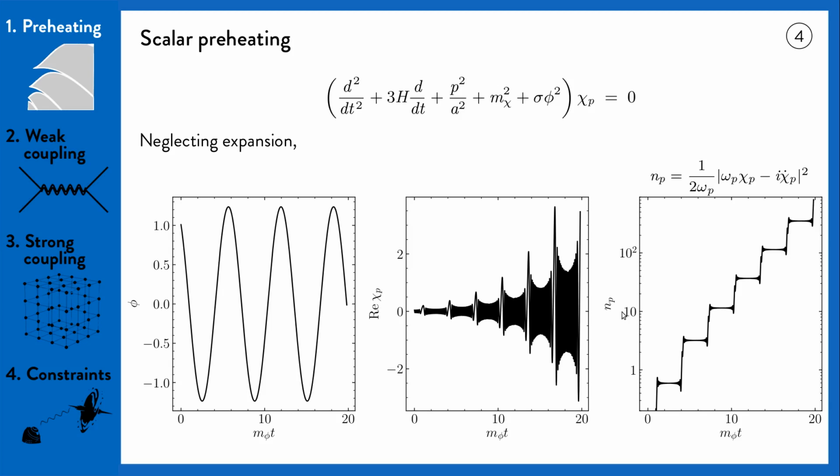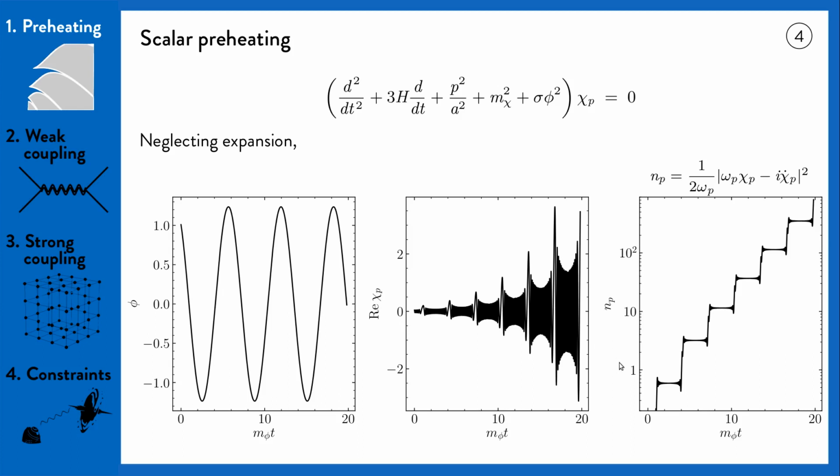For the dark sector, the effective equation of motion, which is written here in Fourier space with p denoting the comoving momentum, contains an oscillating term proportional to phi squared. In the absence of expansion, such an equation exhibits the phenomenon of parametric resonance. Every zero crossing of the inflaton results in a non-adiabatic excitation of the field chi, which is manifested as a jump in its oscillation amplitude.